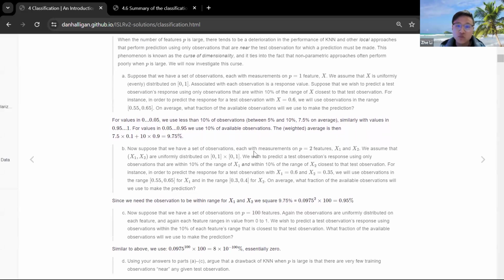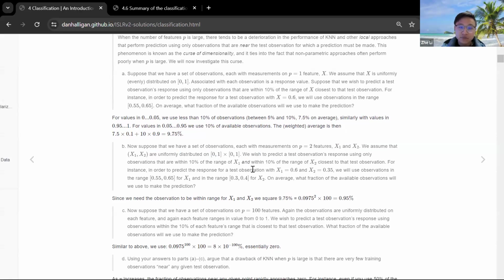And then in the next case, we increase our dimensionality to 2, which is we consider that there are two features. That is, we can construct the XY plane with X1 as the X-axis and X2 as the Y-axis. So in this case, the area we want to capture is not a line, but a 2D plane. We still assume that they are uniformly distributed across each axis, but we also want to capture the nearest 10% range of our point of interest.